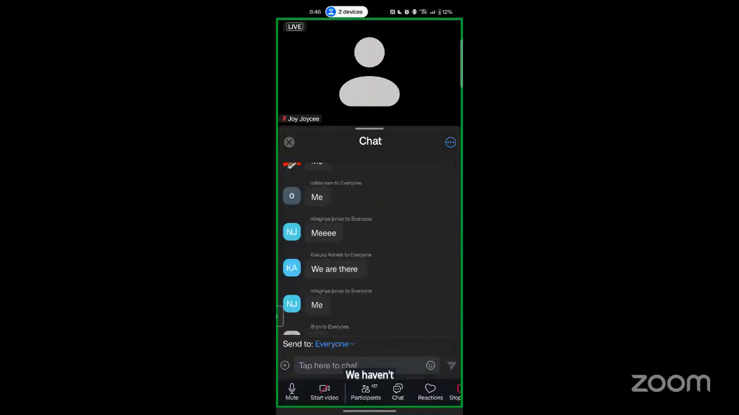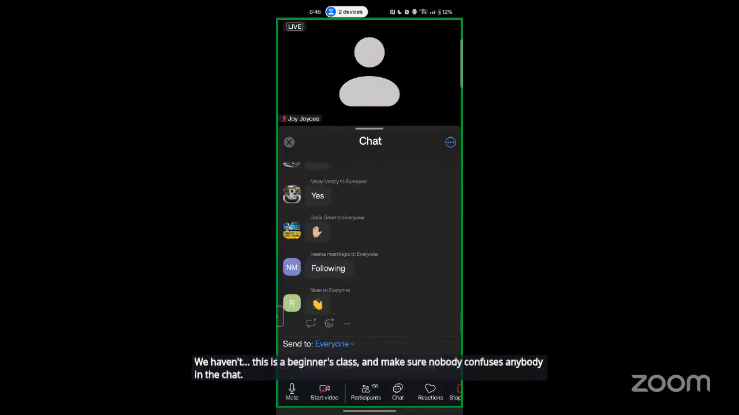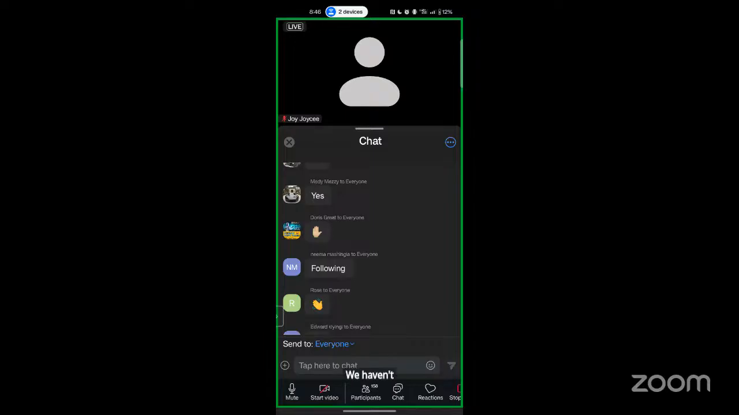This is a beginner's class, and make sure nobody confuses anybody in the chat. We haven't entered areas where we are saying, this is how you trade, this is how you enter, this is how you exit the market. We shall get there. This is a beginner's class, so nobody should confuse you, because we shall get there.